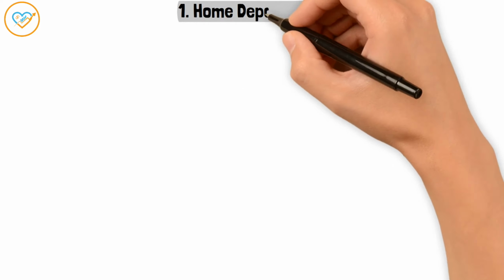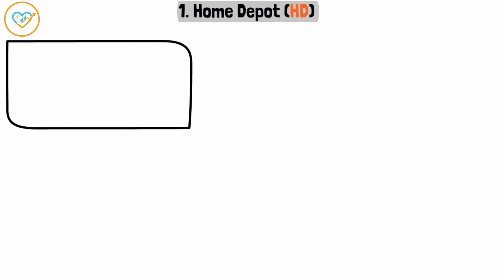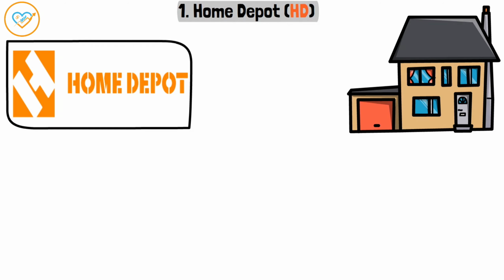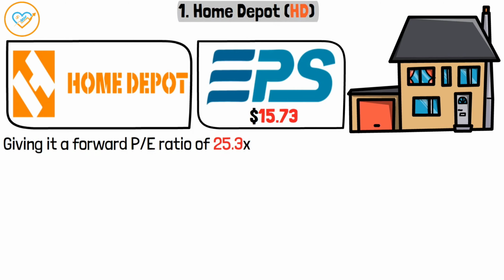Number 1. Home Depot, or HD. The first holding to start with is Home Depot. A leading name in the home improvement industry is expected to generate an EPS of $15.73 next year, giving it a forward PE ratio of 25.3x.